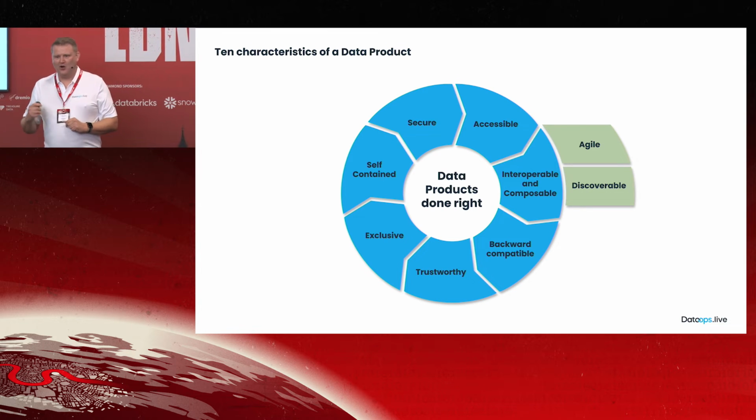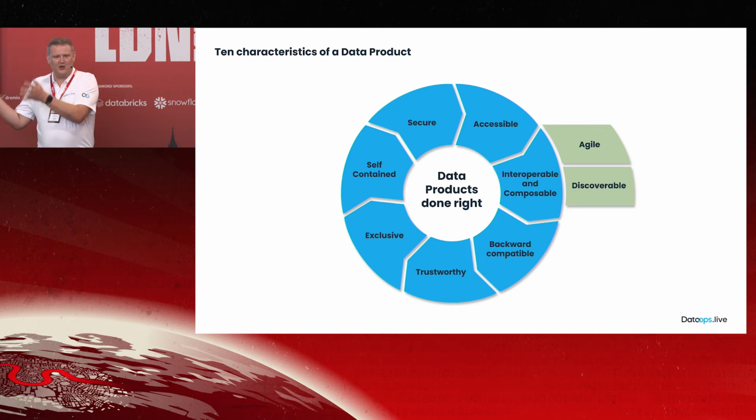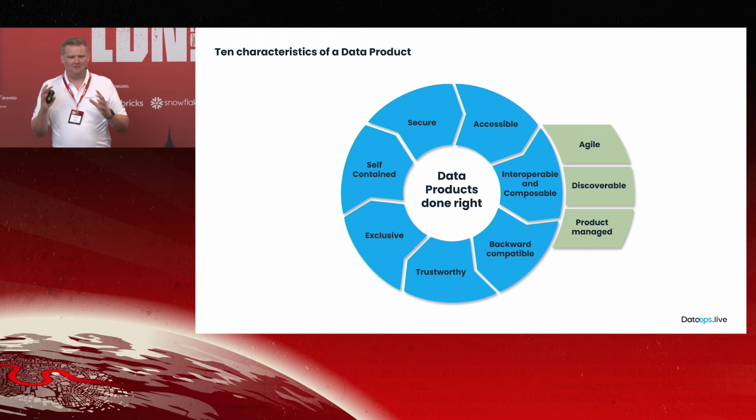Discoverable. Almost the biggest mistake you can make. You put all the work in the world, you build this amazing thing, and then no one can find it. All of the cost, all of the effort, none of the value. So what you produce has got to be discoverable. And finally, and it covers a multitude of sins, you've got to manage this in a product managed way.